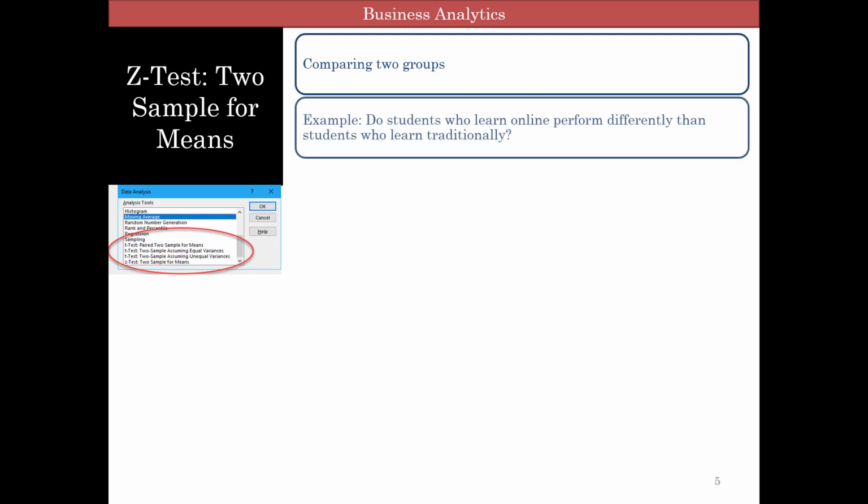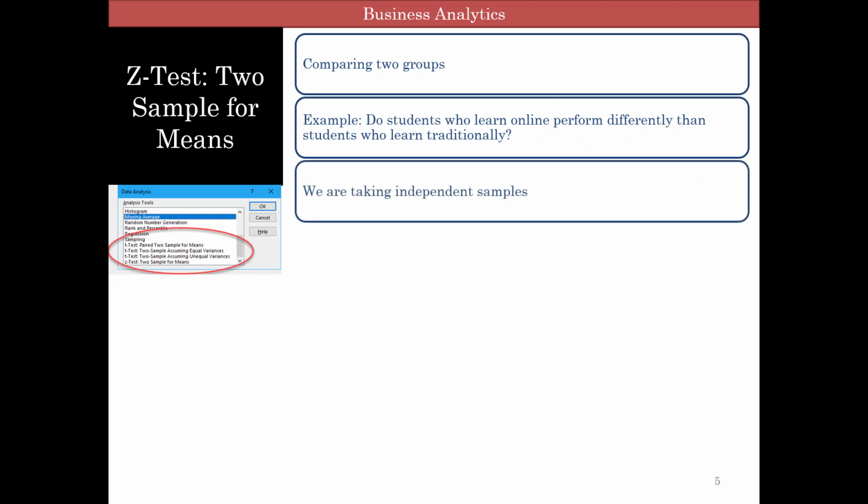We're going to compare two groups. So let's look at two groups. We have students who learn online, and then you have students who learn traditionally, which is in the class, face-to-face. And the question is, do they perform differently? Is the performance different, right? So what we are doing is we are taking independent samples. And until we come to paired t-test or matched samples, we are going to always take independent samples.